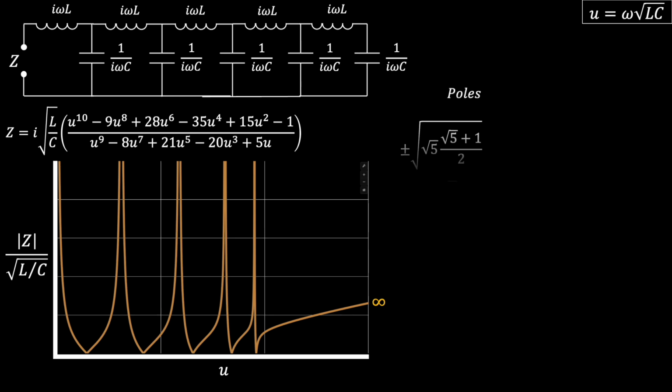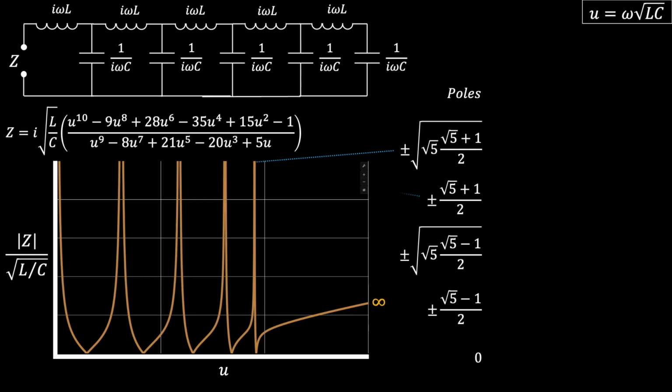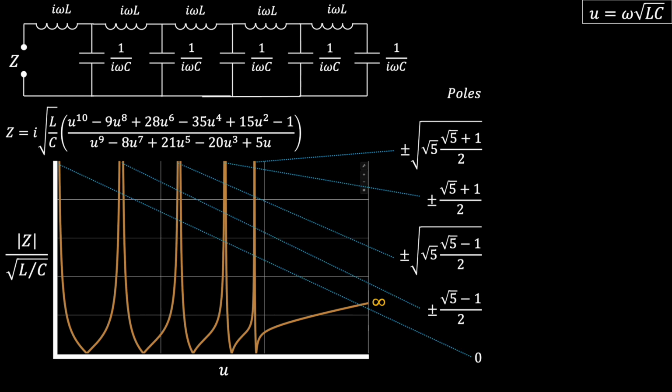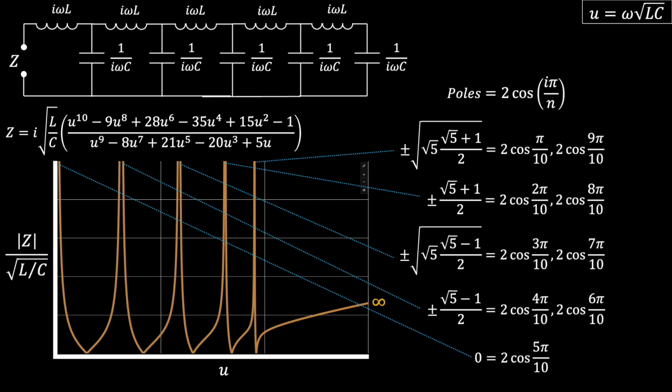There is a 9th order polynomial in the denominator, so there are 9 poles other than infinity, which all happen to be either the golden ratio or some related number. These poles carry on the same geometric pattern of being values of the cosine of regularly spaced angles, here multiples of pi over 10 from there being 10 elements in the circuit.